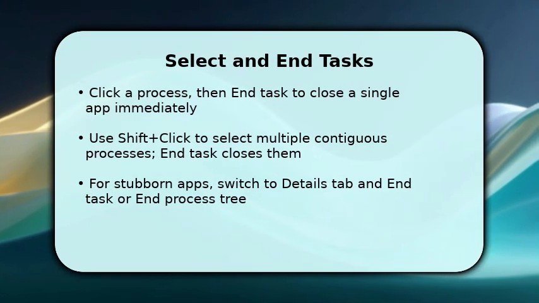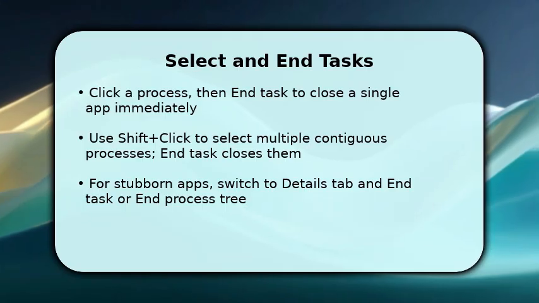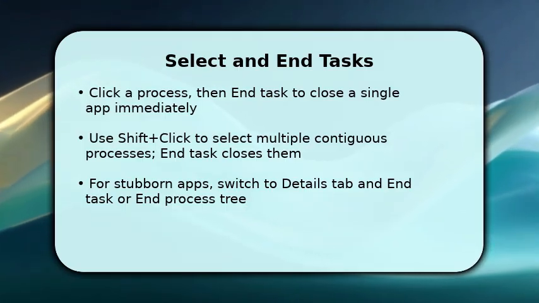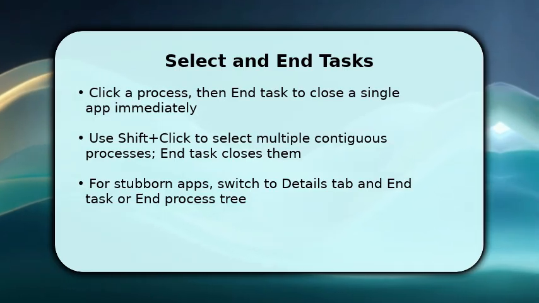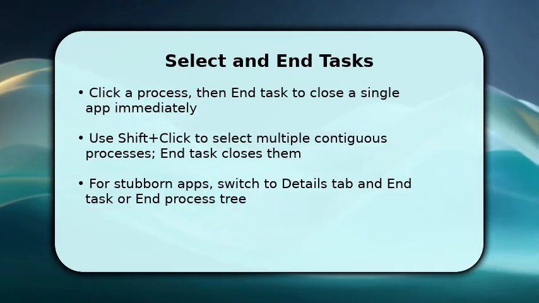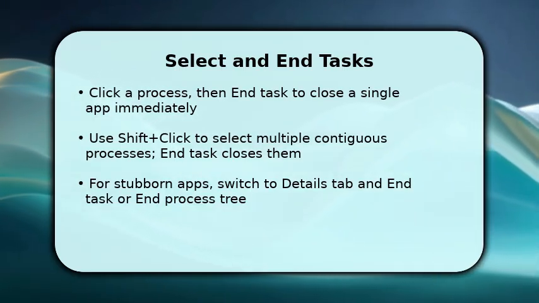Now select the processes you want to close. Click one process and hit End Task to terminate it immediately. This frees resources right away. If you need to remove several contiguous items, use Shift plus click to select a range and then End Task.